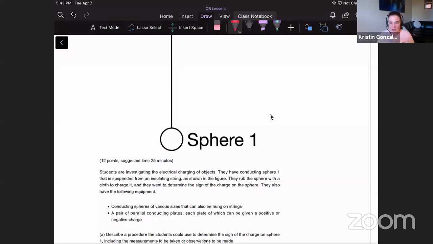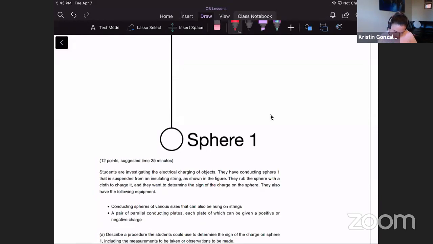What could we do? Okay, so I'm not going to really pause just for time's sake tonight, but if you are going back and doing this, which I suggest you do if you're watching live, or if you're not watching live, take a minute to pause this and see if you can come up with a procedure on how you would determine what the sign of the charge is on sphere 1. So I'm probably going to use the parallel conducting plates. You can use the conducting spheres too, but I like the plates.